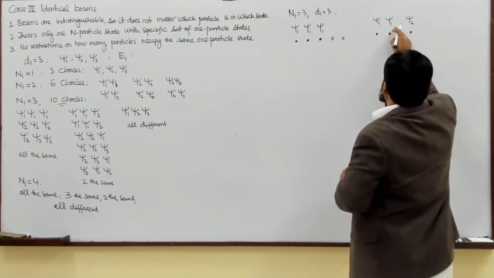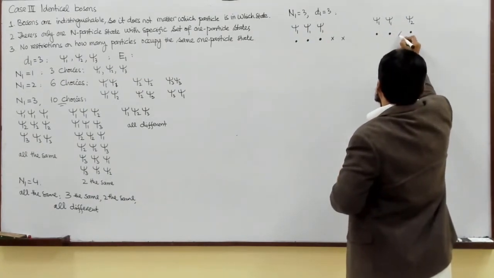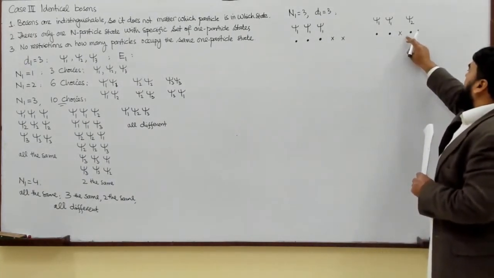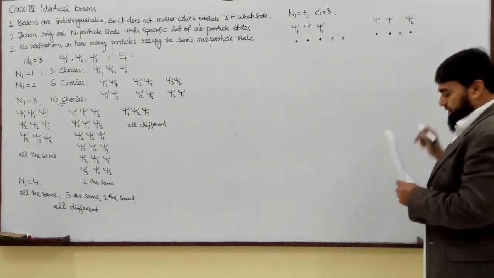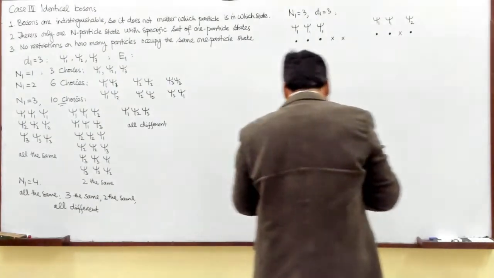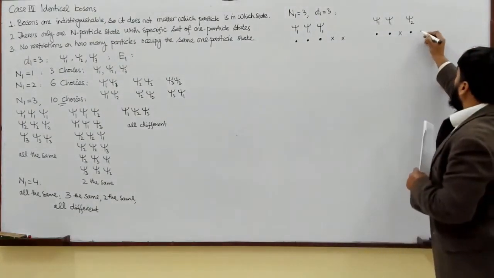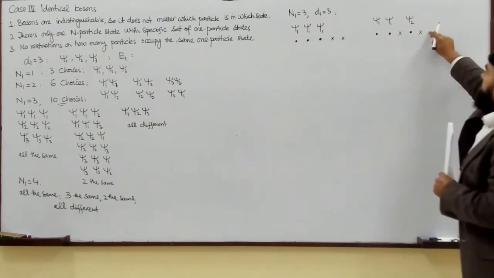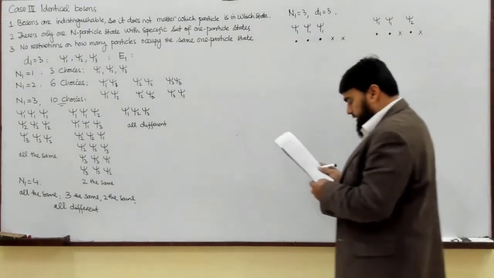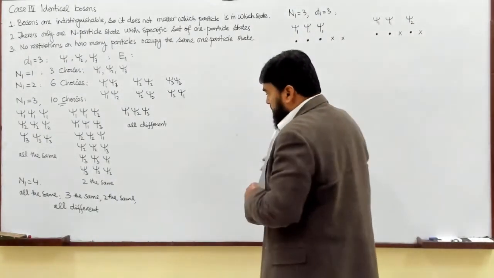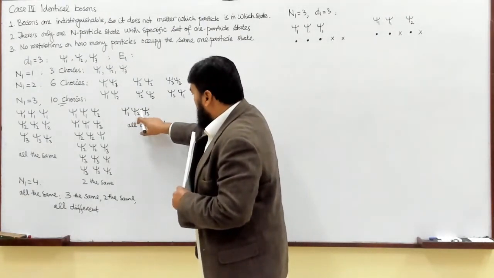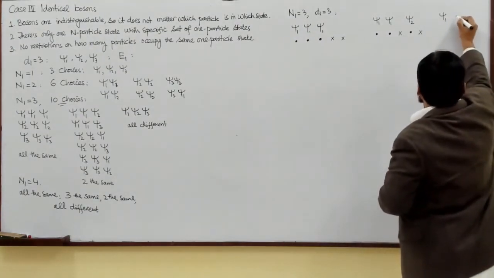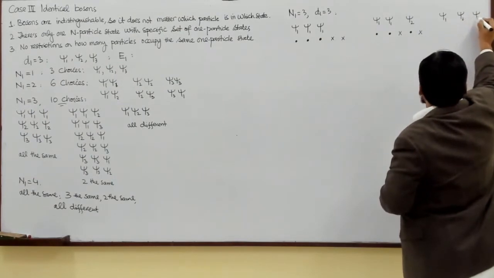But when I go from one state to another state, let me separate them with a cross. So one state, then a cross, then another state, cross, another state. And here, a cross and another state, but as there is no particle, I am not writing any dot here. And when I go to this one, psi 1, psi 2, psi 3, I can write it like this.